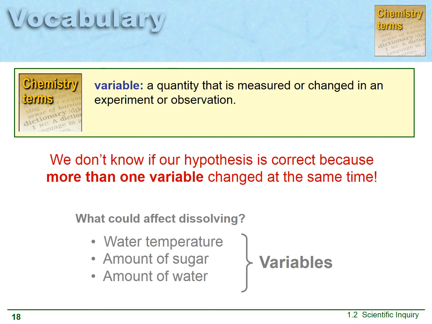A variable is something that is measured or changed in a particular experiment. When we change only one variable at a time, we get specific data that will pertain to that particular variable.